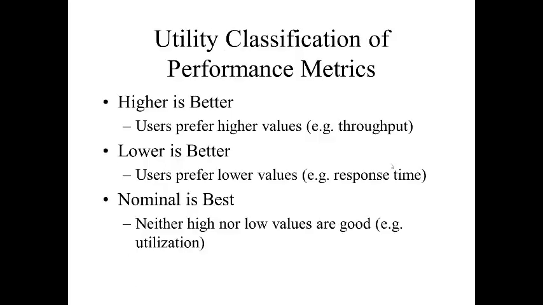So, utility classification for performance metrics, I talked about this just a little bit, but for some metrics higher is better. In other words, users prefer higher values. You'd like to have higher throughput. For others, lower is better, the users would prefer lower values. You prefer response times that are lower. In fact, you would prefer a response time that's less than 1 second compared to one that's 3 seconds. Nominal is best. You want neither high nor low values. For example, utilization, as we discussed a couple slides back.